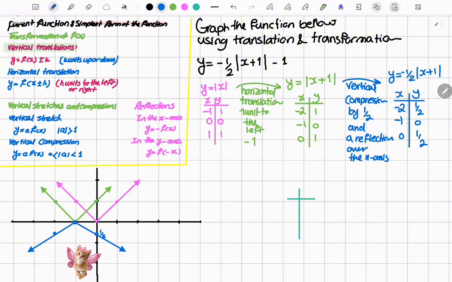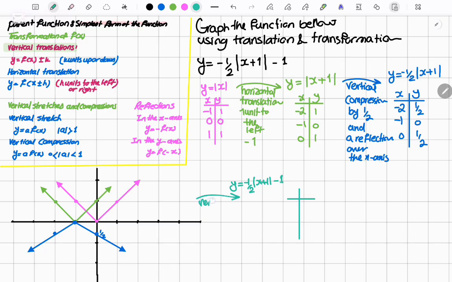As you can see, the graph has been reflected over the x-axis and it's been compressed. It's like it has gotten a little bit wider, right? So vertically we have been compressing our graph and we have been reflecting it over the x-axis. And the last step, by the order of operations, is this one: y is equal to -half x plus 1, minus 1.